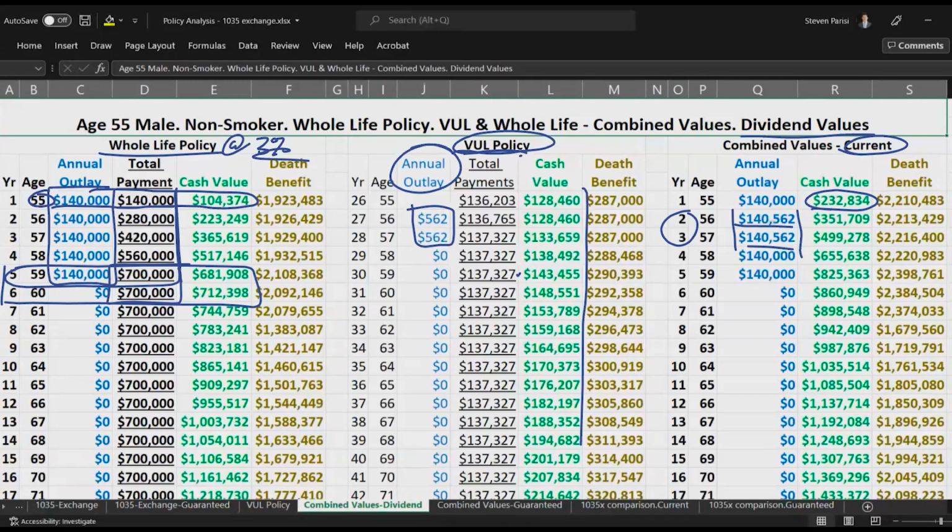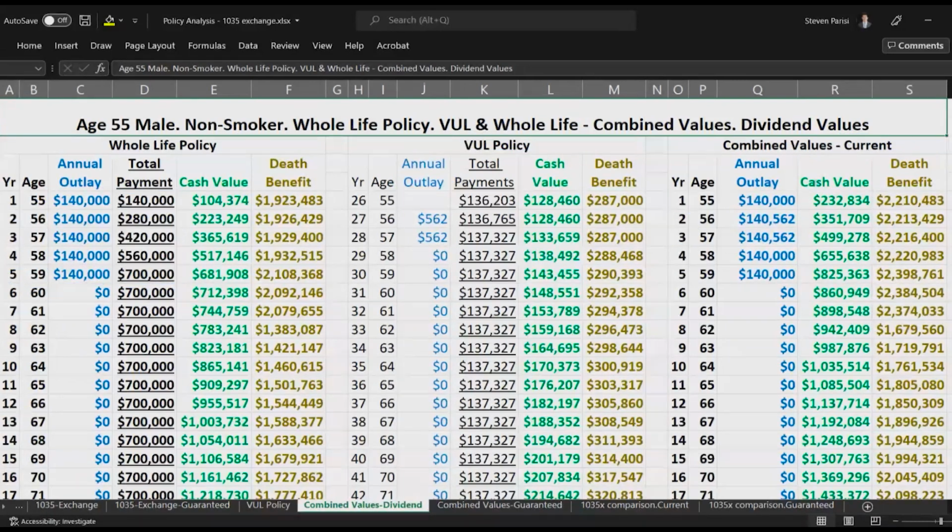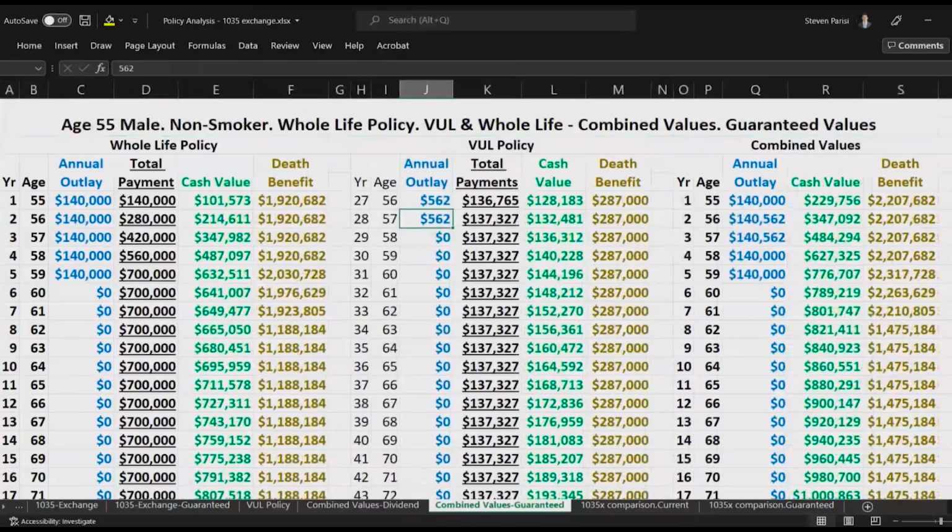So both policies separately, if he just puts everything on a balance sheet, here's what it will look like over time. Cash value and death benefit. So before we look at the comparison, this is based on the current values. Let's look at the guarantees. Important to do this. Combined values, guarantees. What's guaranteed? That's always a good question to ask.